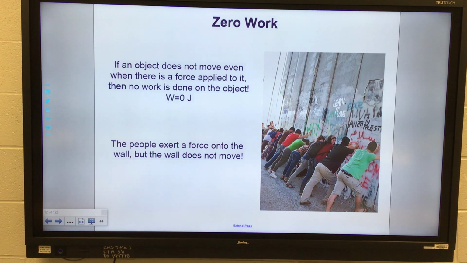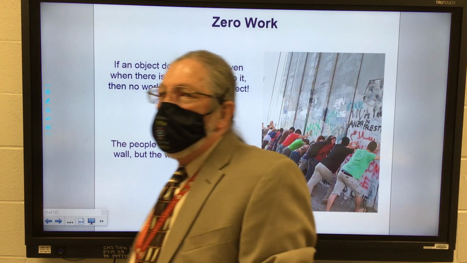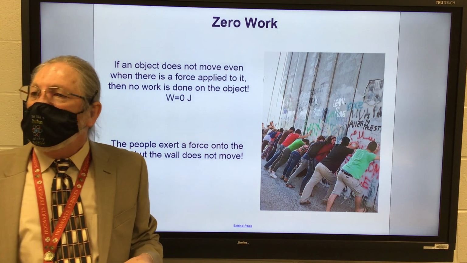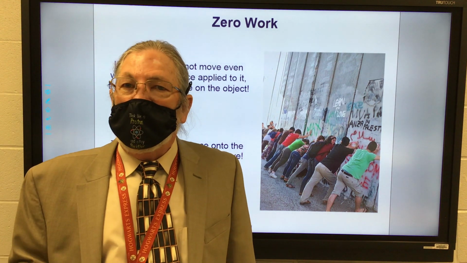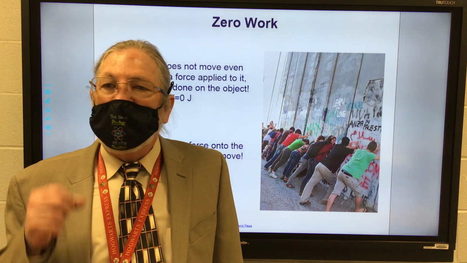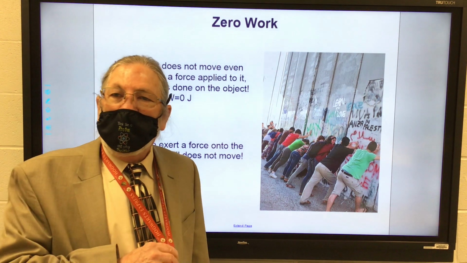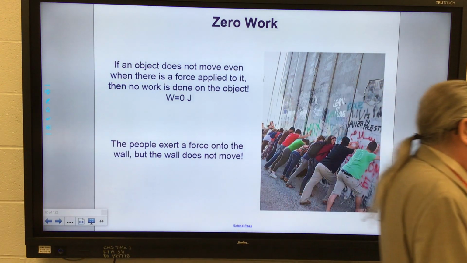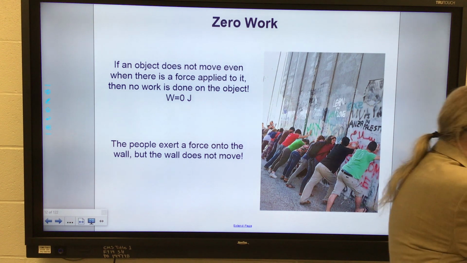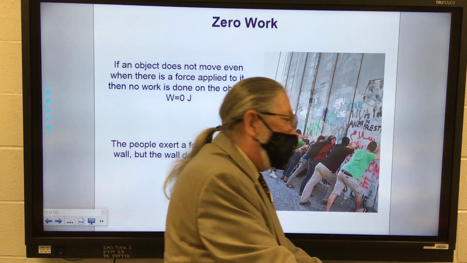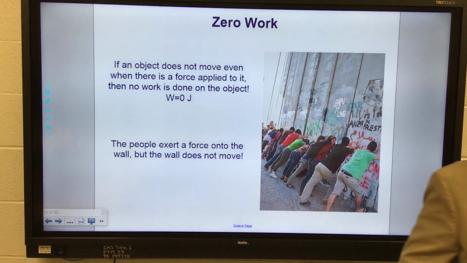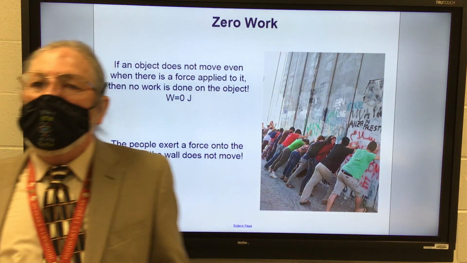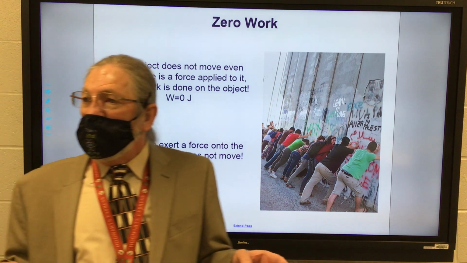So how many kinds of work do we have? 3. Can you name one of them, Andrea? Help her out, Isaiah. 0 work. 0 work? What's another kind of work, DJ? What's the other kind of work we just talked about? Positive work? This is positive work, right? Because I'm moving this object. Okay, what's another kind of work? Negative work.